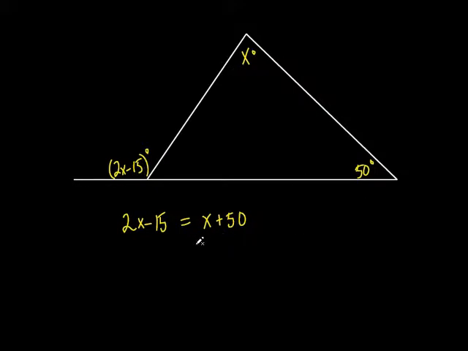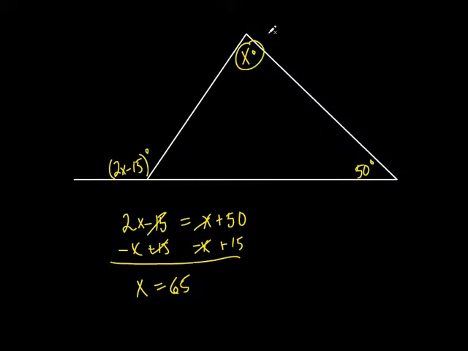So let's solve for x real quick. Subtract x from both sides, add 15 to both sides, and then 2x minus 1x is x. That cancels, and that's what? 65. So x is equal to 65. So that's what that angle is right there, isn't it? So you know that one is 65 because they just call it x degrees. What about this exterior angle? 65 plus 50. Good, that's the best way to do it.